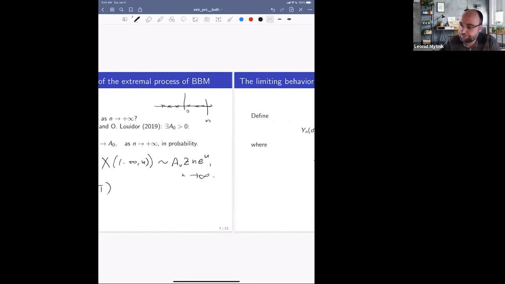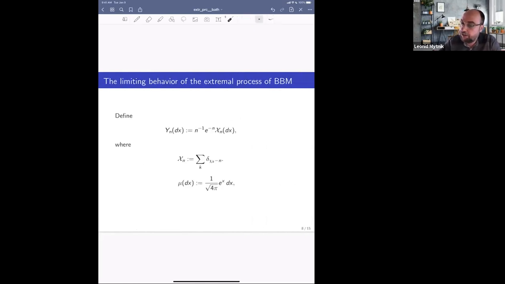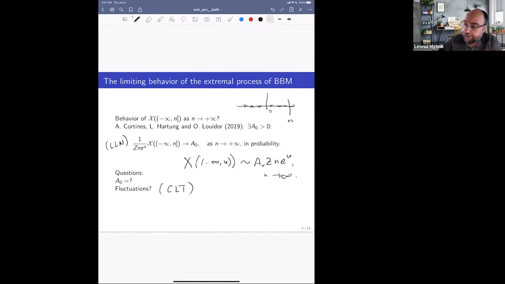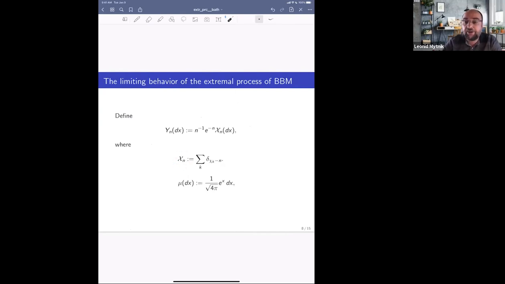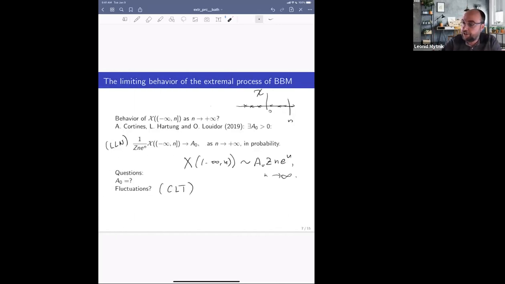We define the measure yn dx like the measure xn dx scaled by n e^n. What is xn? We take our process x and shift all the particles to the left by n, for any given n. So around 0 we'll see all these particles which were around n. And now we take this measure xn, which looks at the configuration of these particles. It's actually around here, but it's shifted to 0.